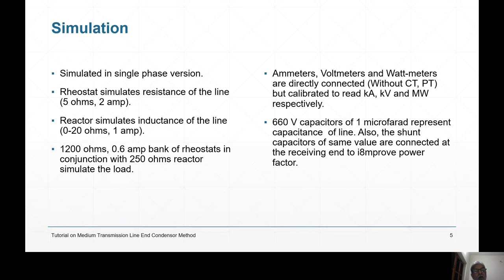Load bank, 1200 ohms, 0.6 ampere. We take 5 resistances of 1200 ohm and select them one by one to change the load and to see the performance of the line with the change of load. Ammeters, voltmeters are there, but they are calibrated in terms of kiloamperes, kilovolts and megawatts, because we would want to give a feel of a line. And we'll be using 660 volt capacitors of 1 microfarad to represent the natural capacitance of the line and also the deliberate capacitance which we connect at the receiving end to improve the power factor.